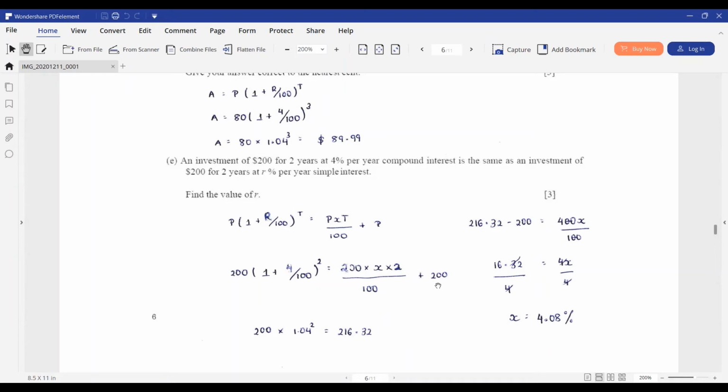We're going to bring 200 to the other side. So 216.32 minus 200 is equal to 400x over 100. 400x comes from the fact that 200 times 2 times x is 400x, and then you divide by 100, you should get 400x over 100. So 216.32 minus 200 is 16.32. 400x over 100 is 4x. Now we need to isolate x, so we divide both sides by 4. Dividing both sides by 4, x is equal to 16.32 divided by 4, which is 4.08%.